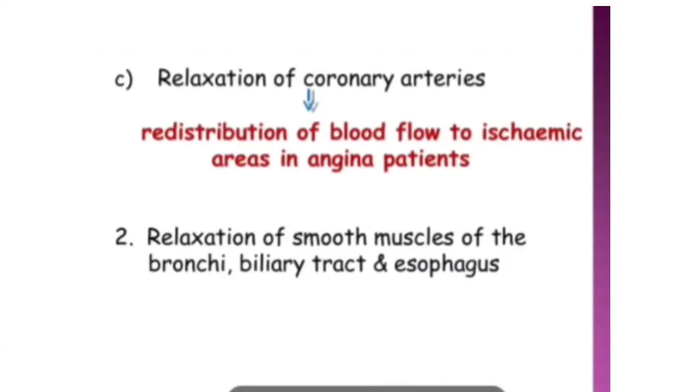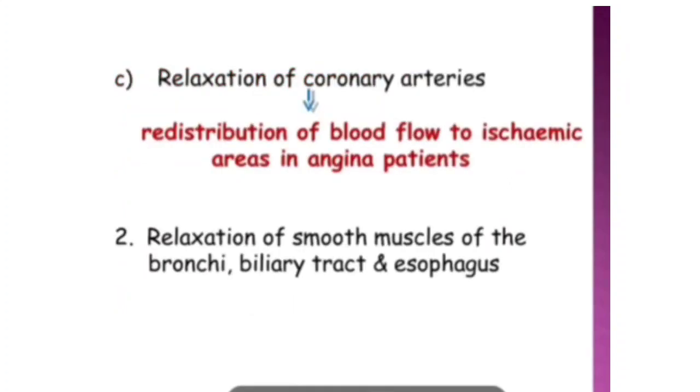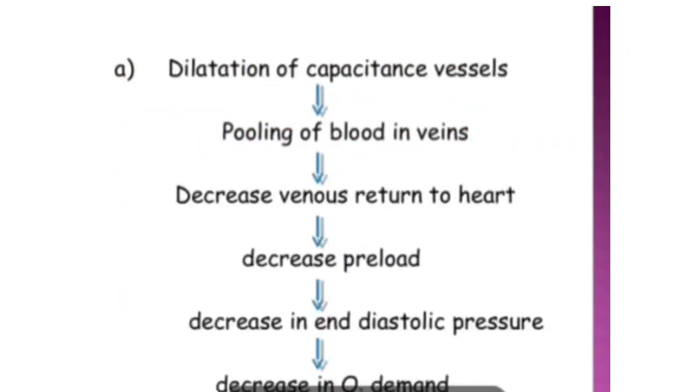Then we move on to the description of relaxation of the arteries. When the coronary artery is relaxed, it decreases the afterload, decreases the peripheral resistance, and decreases the double product of the heart. There is also relaxation of the smooth muscle of the bronchi, biliary tract, and esophagus. In these conditions, these drugs will be more effective. Now the adverse effects. Before going into the adverse effects, I want to describe the double product mechanism. What is a double product?